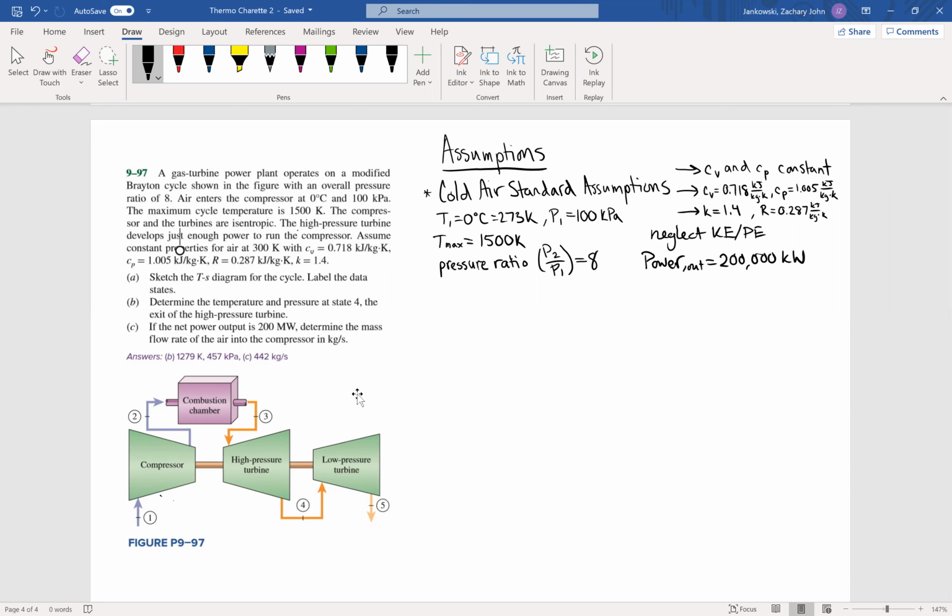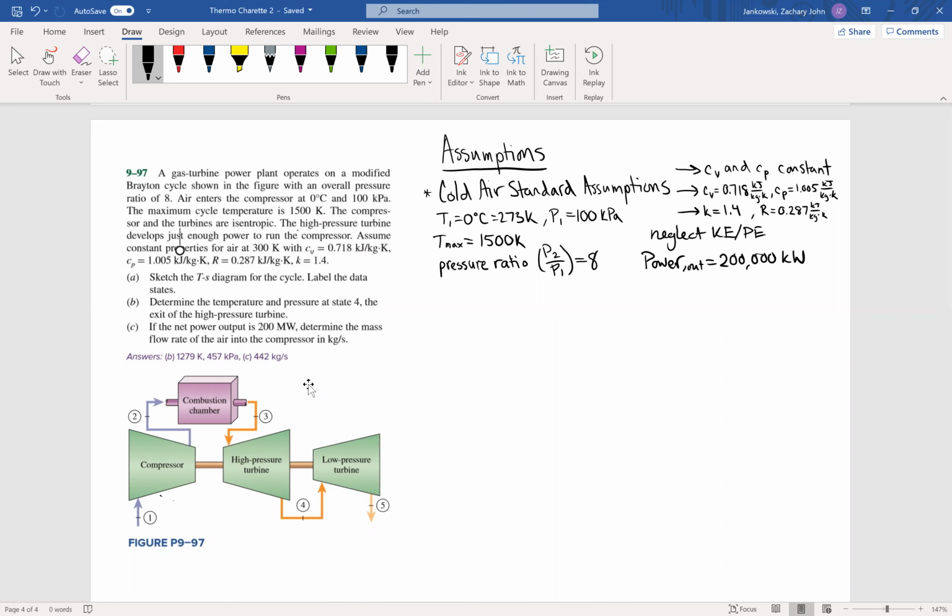Air enters the compressor at 0 degrees Celsius and 100 kPa. The maximum cycle temperature is 1500 Kelvin. The compressor and turbines are isentropic, and the high pressure turbine develops just enough power to run the compressor. Assume the constant properties for air at 300 Kelvin with a constant volume specific heat of 0.718 kilojoules per kilogram Kelvin, a constant pressure specific heat of 1.005 kilojoules per kilogram Kelvin, an R value of 0.287 kilojoules per kilogram Kelvin, and a K ratio of 1.4.